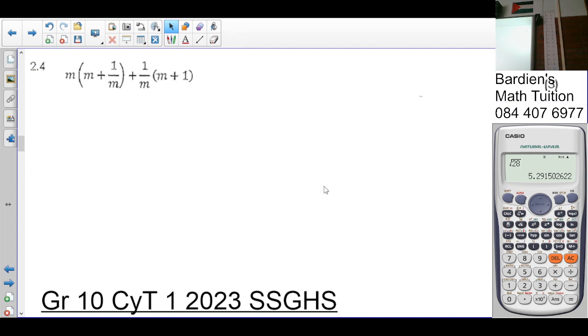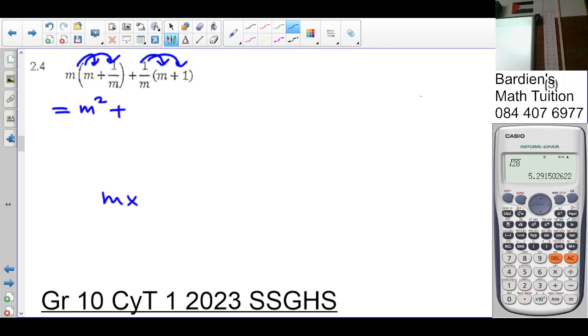The next one, you got m into m plus 1 over m times 1 over m plus 1 over m into m plus 1. So you multiply out to get rid of the brackets there. So 1 over m times m is m squared. Now m times 1 over m, that's a common mistake made by learners. They say it's going to be 2m over m, or what I've seen is m squared over 1, or 1 over m squared. People, that's over 1. So m cancels m, so it will give you 1.